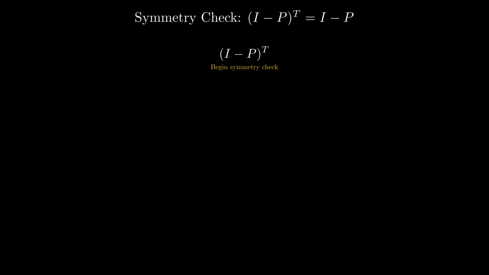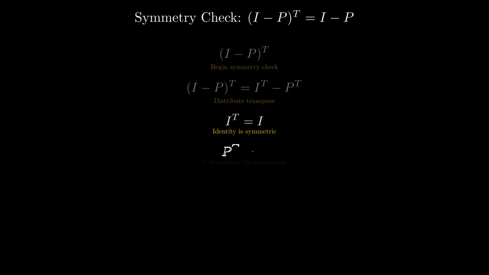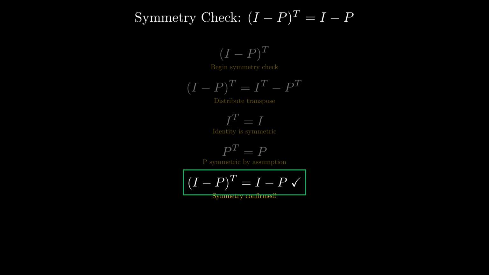Now let's check symmetry. Take the transpose of I minus P. The transpose distributes across the subtraction, giving us I transpose minus P transpose. The identity matrix is symmetric, so I transpose equals I, and P is symmetric by assumption, so P transpose equals P. Substituting these in, we get that the transpose of I minus P equals I minus P. Symmetry confirmed.